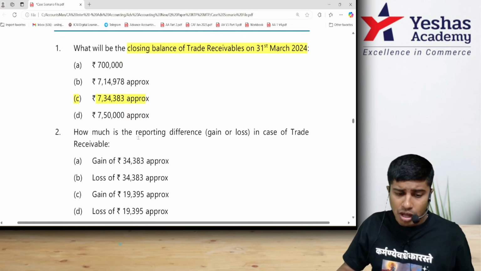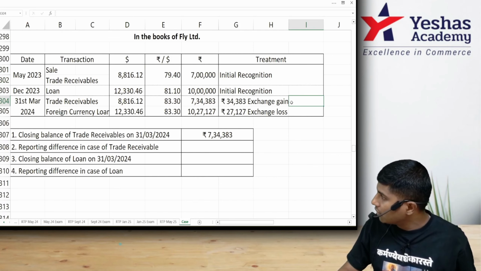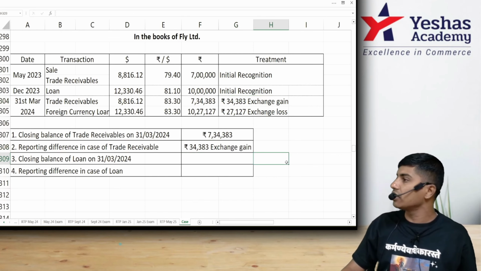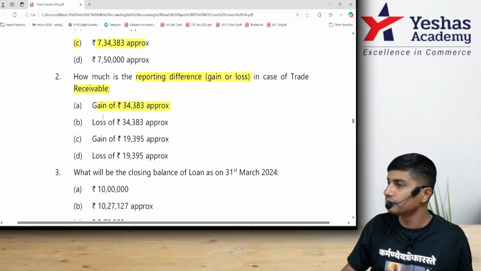See the second question. How much is the reporting difference, gain or loss, in case of trade receivables? Gain or loss? Gain. How much gain? 34,383 is the exchange gain. Observe here. Do we have an option? Option A, 34,383 exchange gain.